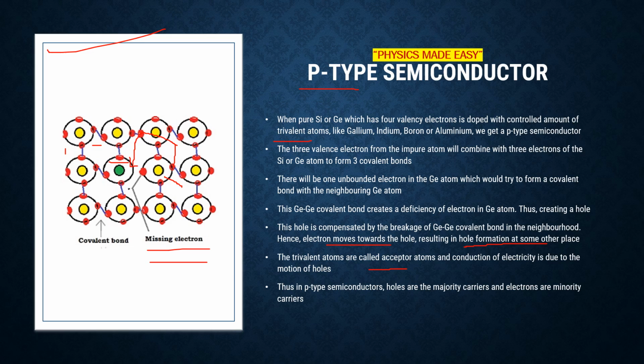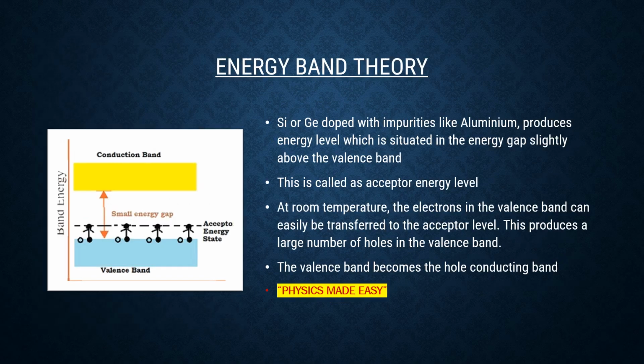and conduction of electricity is due to the motion of holes. Again here the hole is created. Now the neighborhood covalent bonds see this hole and an electron moves from that place to cover up this hole. This results in the creation of a hole at the place where the electron was present previously. In this way holes are moving, and such a semiconductor is known as a p-type semiconductor. Holes are the majority carriers and electrons are the minority carriers.